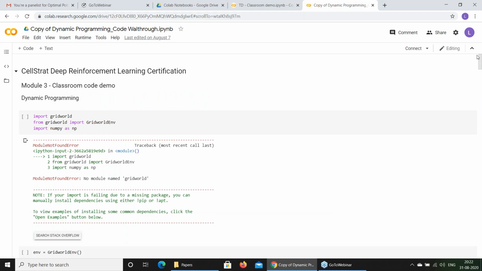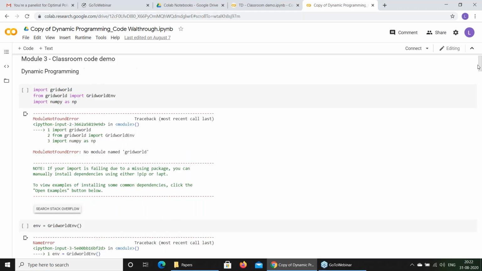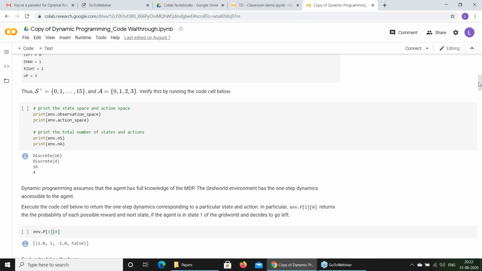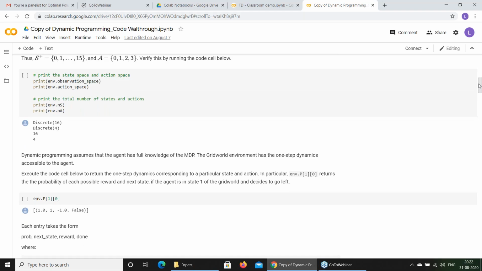See, we have this grid world. We import this grid world. Now I'm not going to run this code. As per that grid world, 16 grids, if you remember, that means 16 discrete states are there. For each state, there are 4 discrete actions.